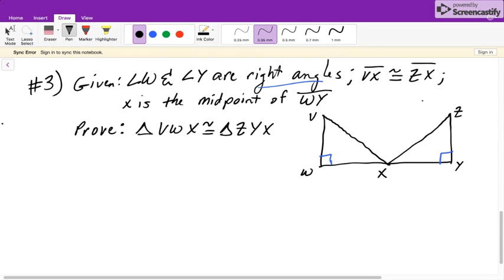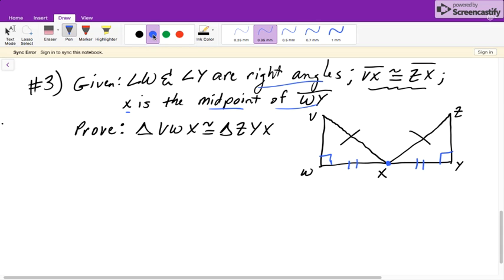Then it says VX is congruent to ZX. Well, here's VX and here is ZX. We know that they're congruent. I'm putting that in black because it's explicitly telling me that they're congruent. Then X is the midpoint of WY. Well, what does it mean to be the midpoint? It means it's directly in the middle and it creates two congruent segments. So since I knew what the midpoint meant, I can then go ahead and fill that in.